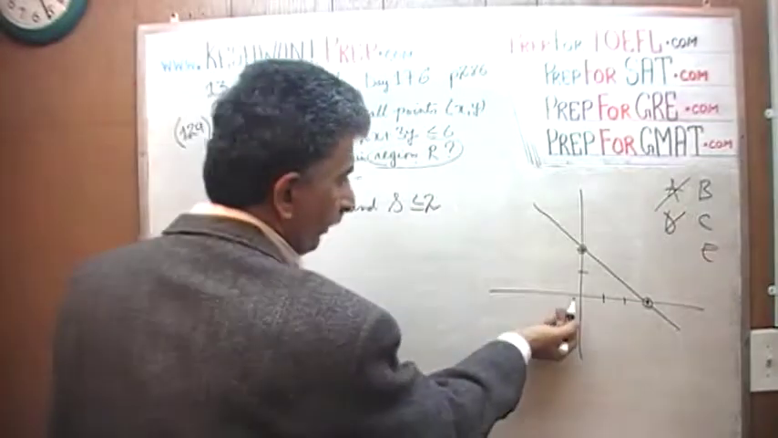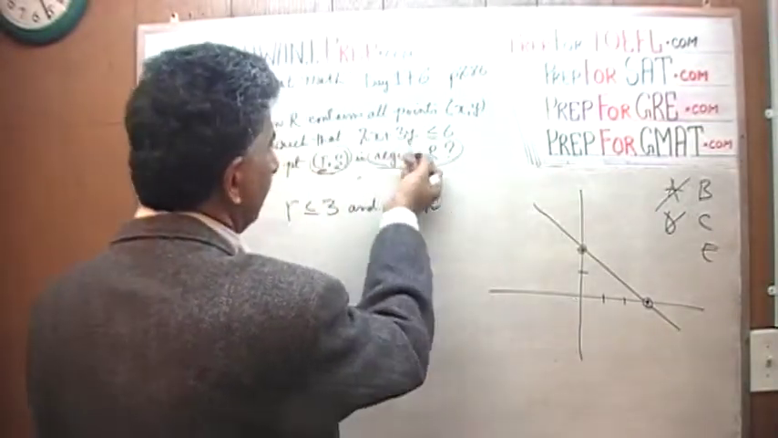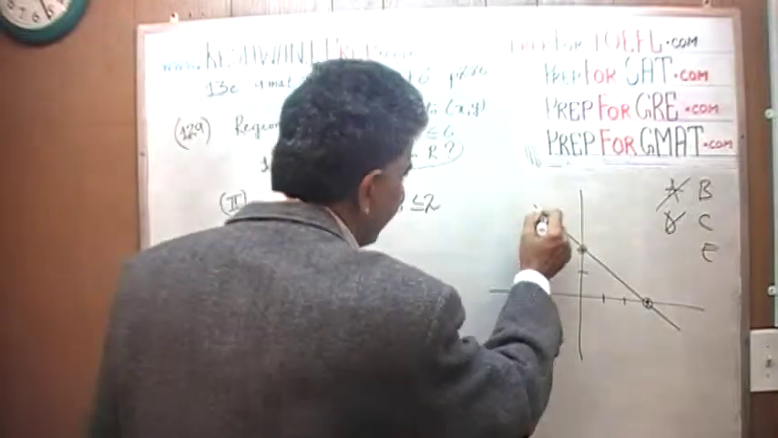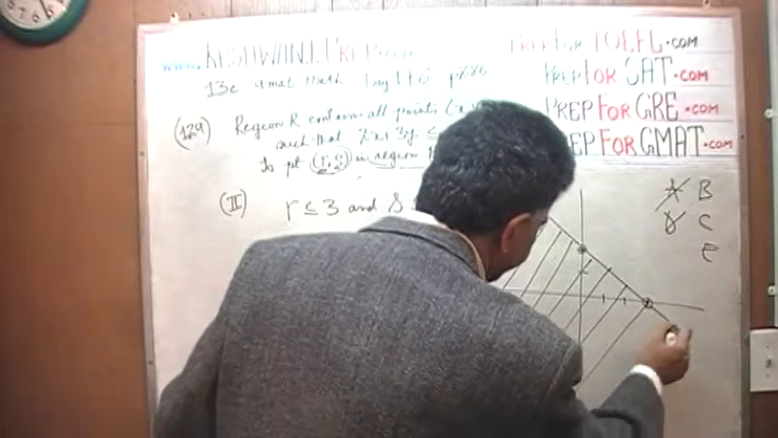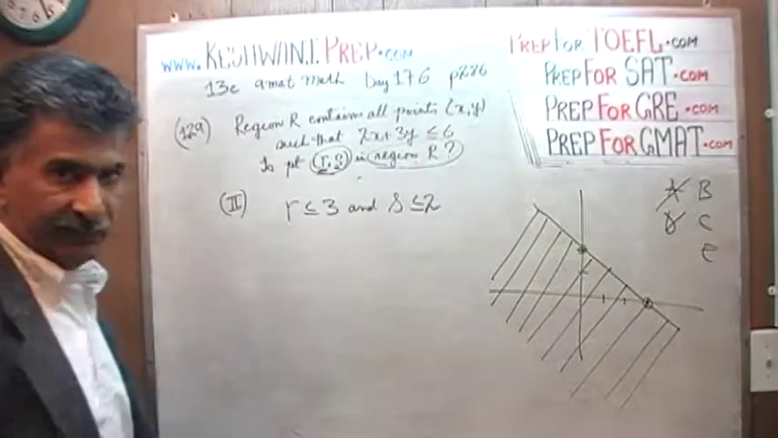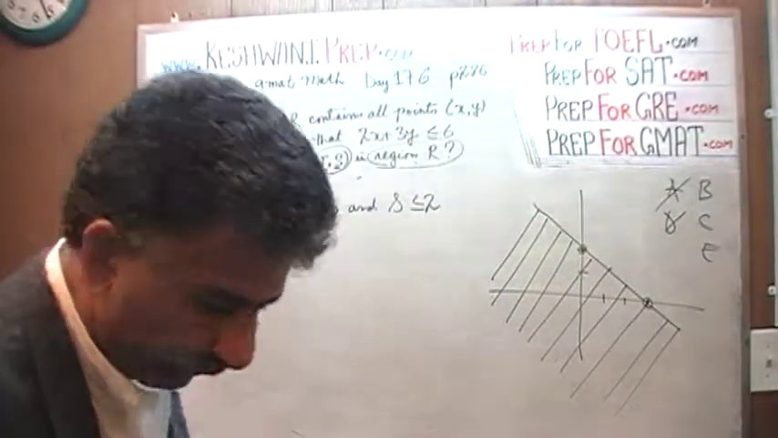And then if you look at the point of origin, that's 0, 0, and this whole thing will be 0. 0 is less than 6, which is true, which means the region that we're dealing with is this one. Now we're going to tackle this part, okay? We're going to do it in different colors to see what happens.